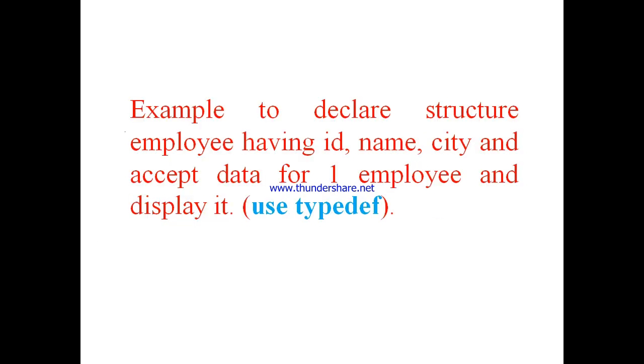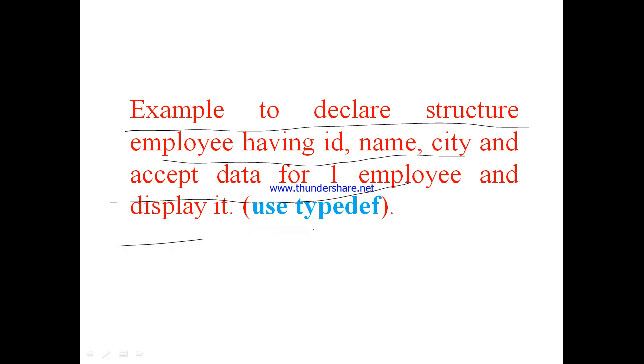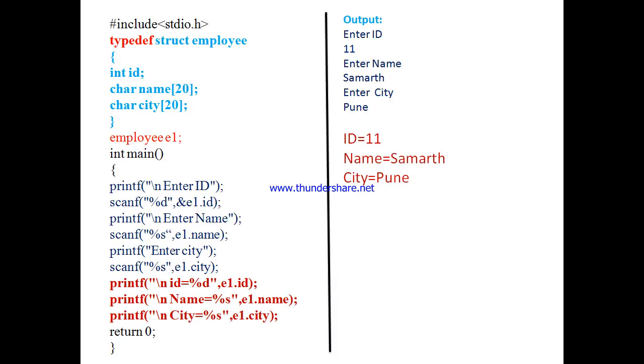In this example, declare a structure employee having members ID, name, city, and accept data for one employee and display it, using typedef. We have already done this program. In the previous program this part was defined. Now in this program, before struct we use the typedef keyword. Because of that we define the variable using just the structure name, employee E1. Here employee and E1 are separated by a space. In the previous program we used the struct keyword, which is not used here. The remaining part is as it is.